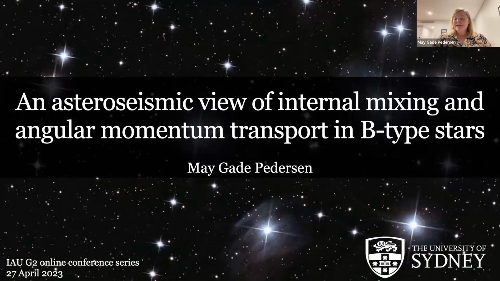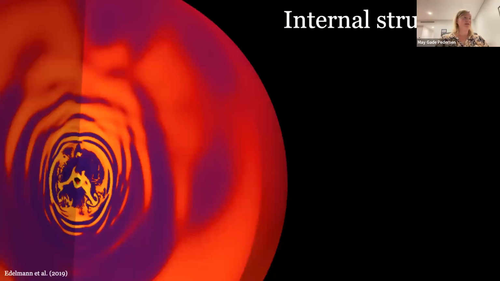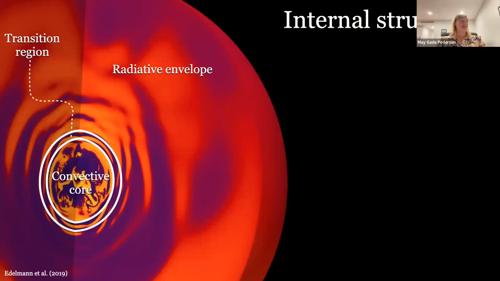So as a starting point, let's start by having a look at what the interior structure of these stars looks like. On the left on this slide, you see a 3D model of a B-type star where we have a slice in the middle down to see what the interior looks like. For the interior structure, we generally divide the inside of the star into 3 different regions. So we have the convective core. Outside of that, we have the radiative envelope, so we have energy transport by radiation. And in between the two, we have a transition region as well.